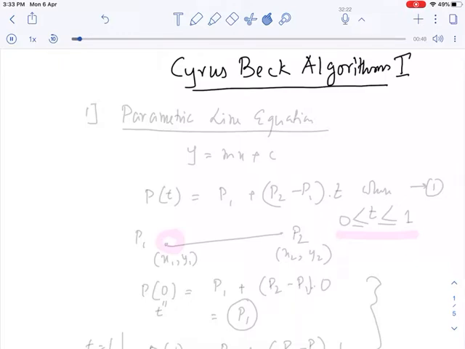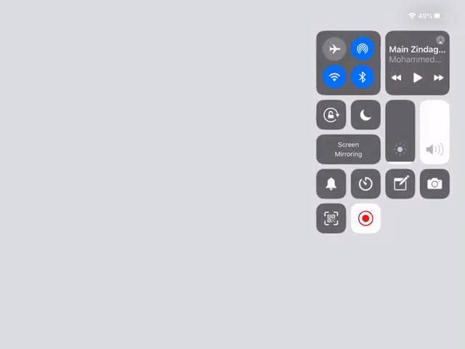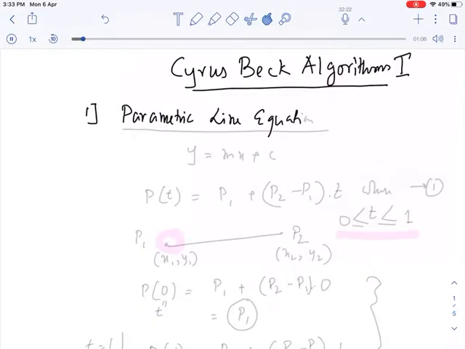So first, let's recap some things, that is, first thing is what is parametric line equation. Now we know that the general line equation is y equals to mx plus c, but there is another concept we use, that is parametric equation.